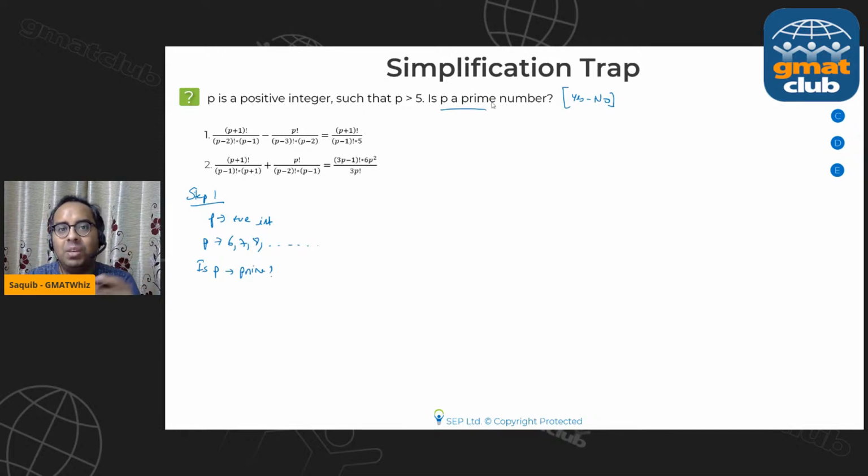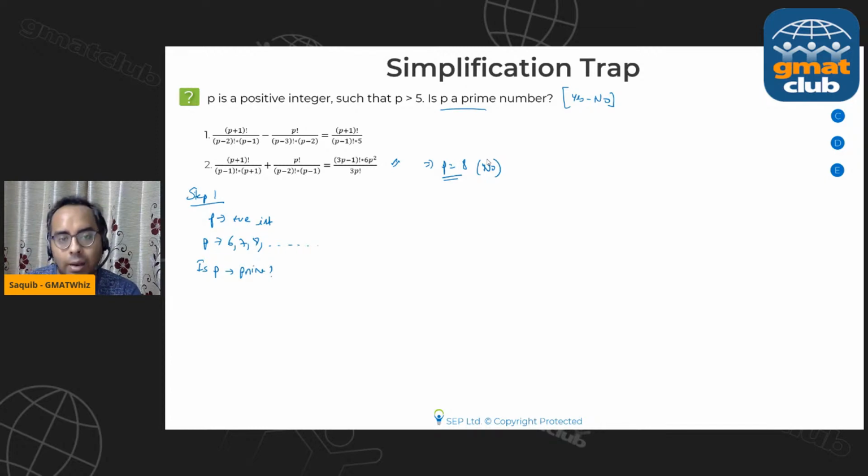So if they're asking me, is P a prime number? And let's say after solving a particular statement, I get P is equal to, say, 8. But if I get a unique answer, if I get an answer which tells me very clearly no, then also I have an answer. Understand? So you just need to say yes or no. As long as you're able to say one answer confidently, that means that statement is sufficient.